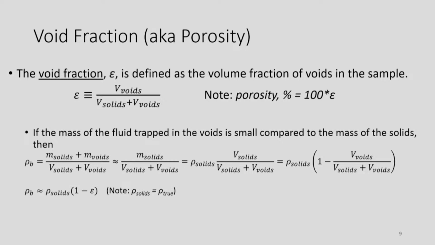You were saying that porosity and void fraction both are the same. Yeah. Porosity is usually a percentage, whereas void fraction is a fraction, so it's in decimals. It's always in decimal. If you multiply it by 100, you get porosity. Okay, it's the same thing.